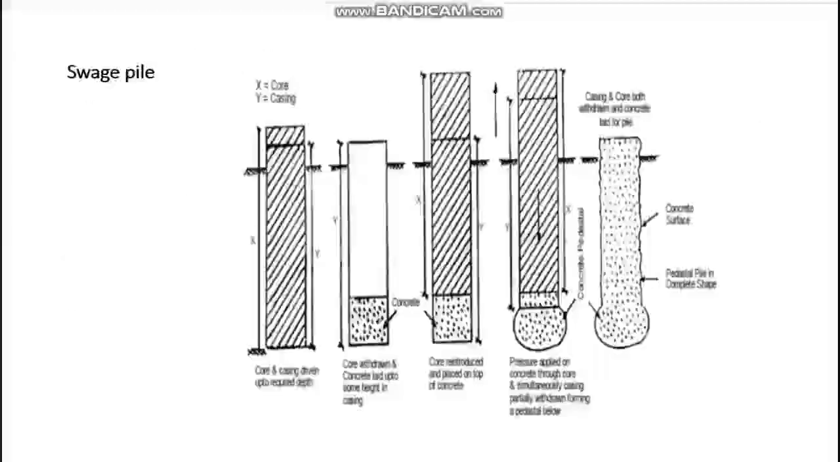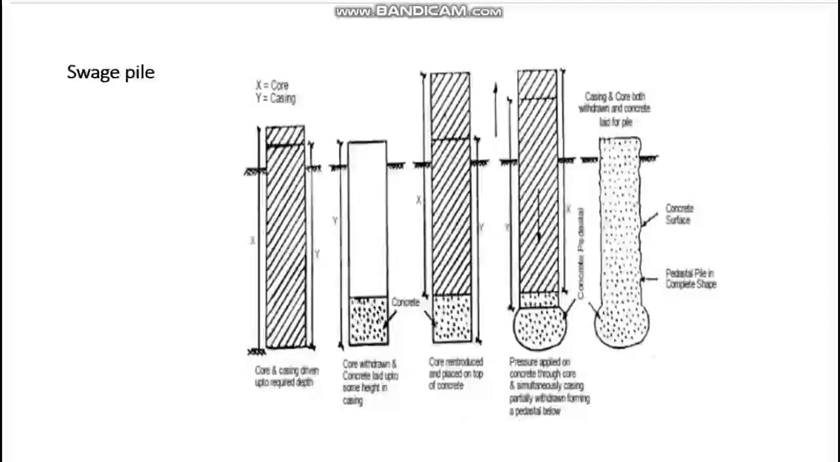We have the Swage pile. So what happens in this pile? It is formed by forcing a light steel casing of some specific diameter, like 280 mm, and in thickness it is 12 mm. Okay, so such kind of casing you see here. Y is the casing and X is the core. So the core is overall and Y is the depth that we are going to keep.